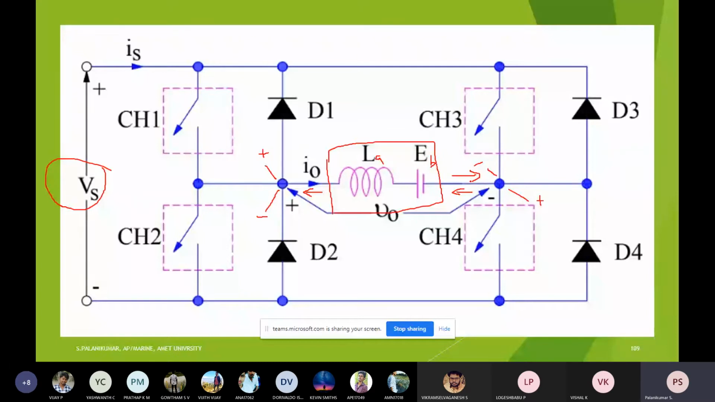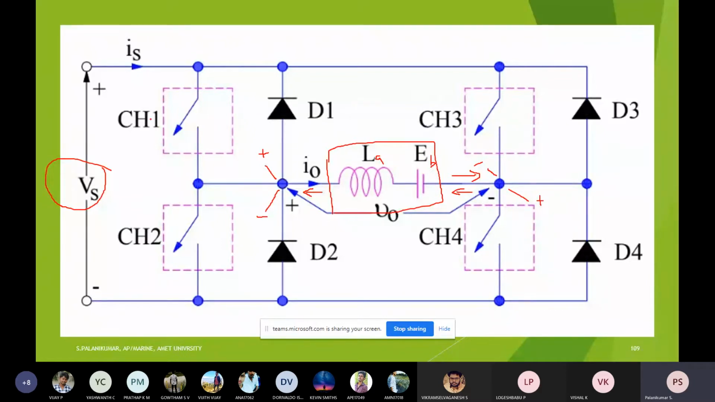So, four quadrant operation. What is the first quadrant operation? The first quadrant is motoring, forward motoring. The second quadrant is braking, forward braking. The third quadrant is reverse motoring, and the fourth is reverse braking. So this is the concept. We are going to see all these four modes, what happens, and so on.